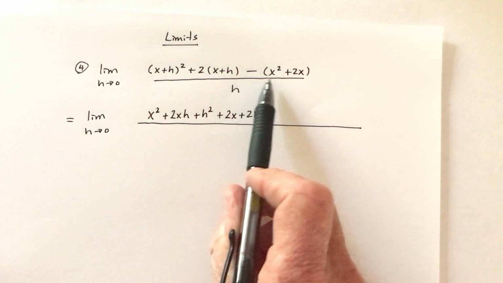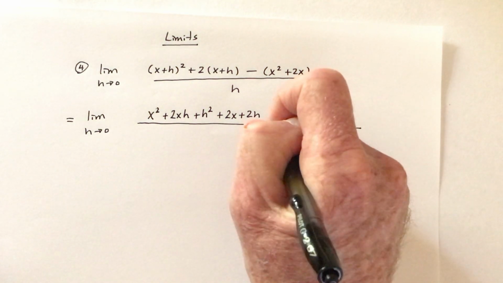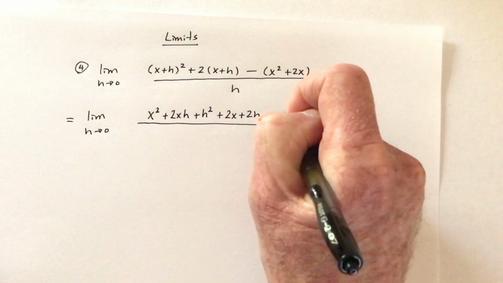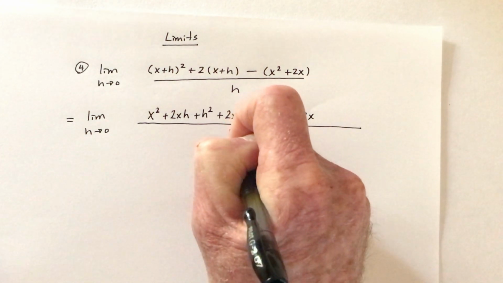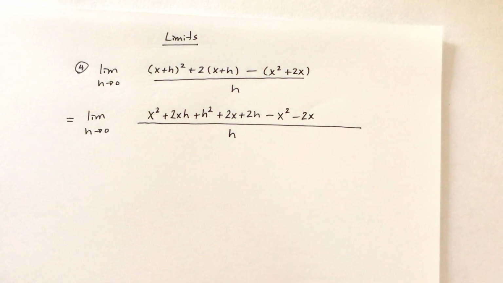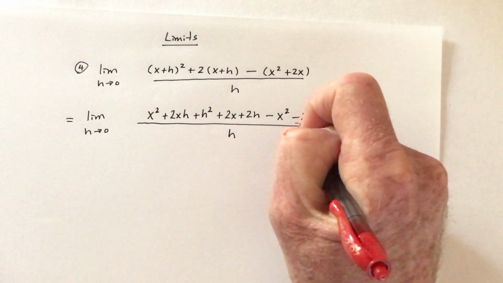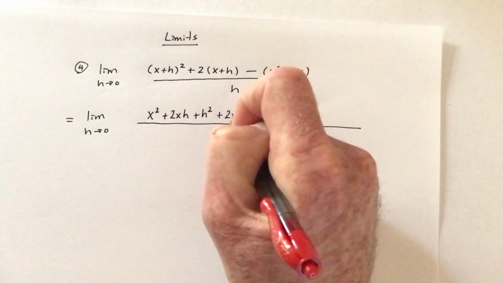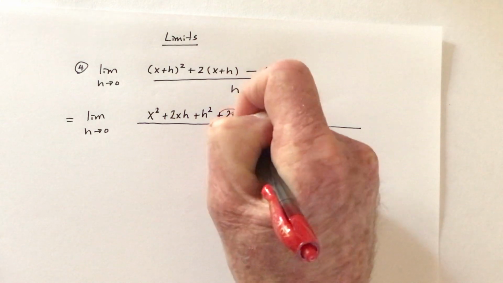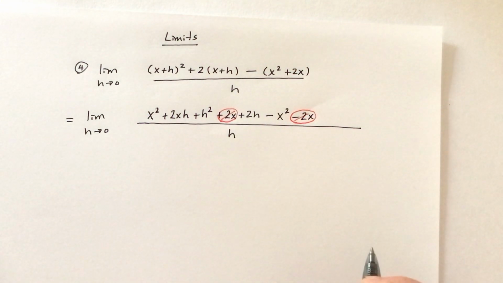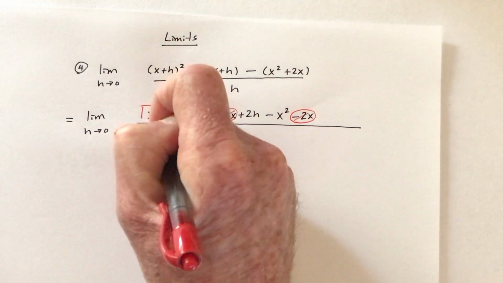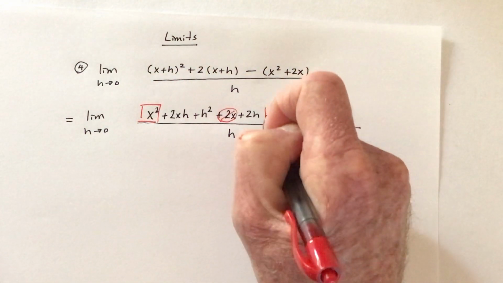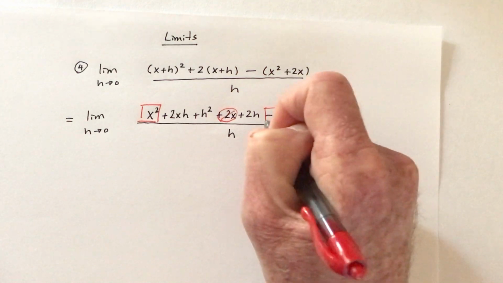And over here, all I need to do is distribute the negative. So there's going to be negative x squared and minus a 2x. And the whole thing is still divided by h. Now look and see if anything could be canceled. I see that there's a negative 2x right here and a positive 2x right there, so they're going to cancel. Anybody else? Oh, right here, there's a positive x squared and a negative x squared, so they're going to cancel.